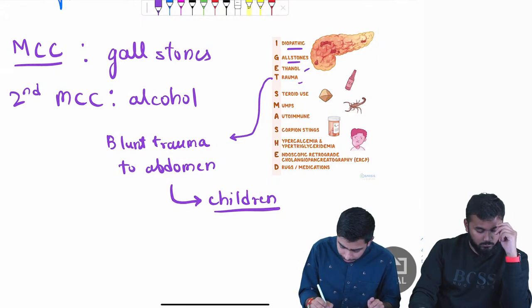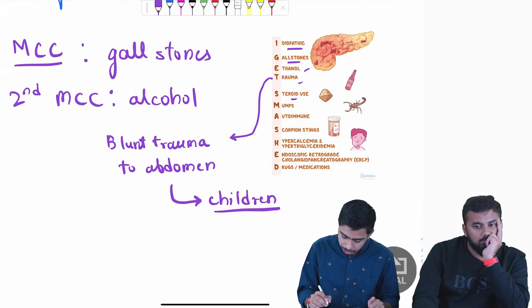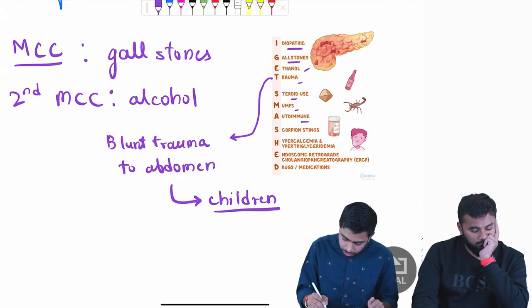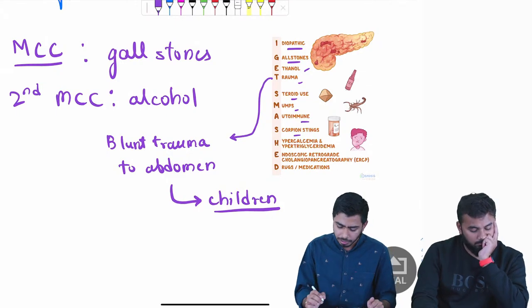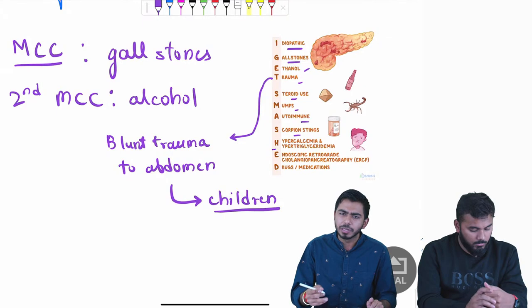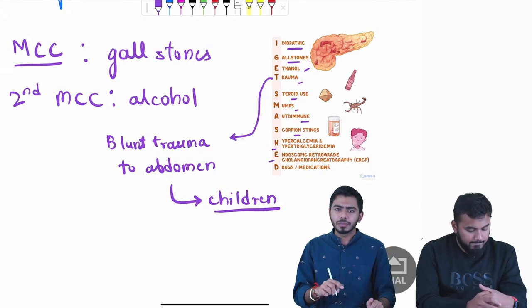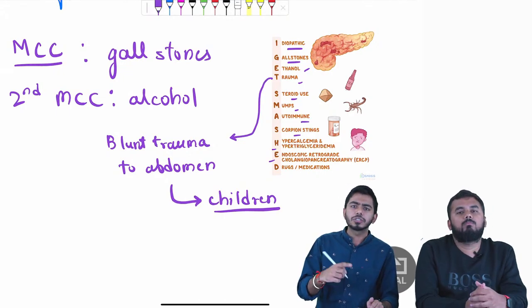Now, other causes: for example, if a person is on prolonged use of steroids. Mumps can cause it. Autoimmune could be another cause. Scorpion stings, however, are very rare. Other than that, hypercalcemia and hypertriglyceridemia, which I will mention later as well. Then ERCP itself can cause acute pancreatitis.